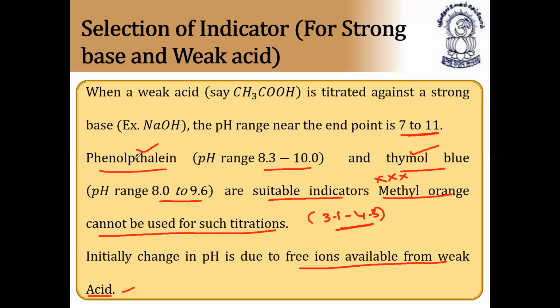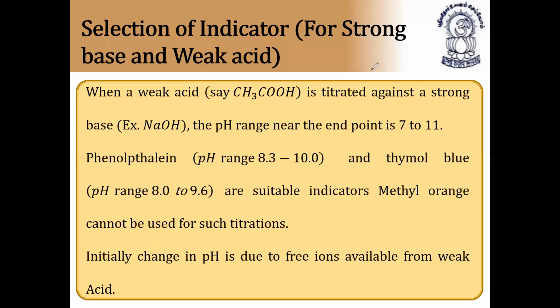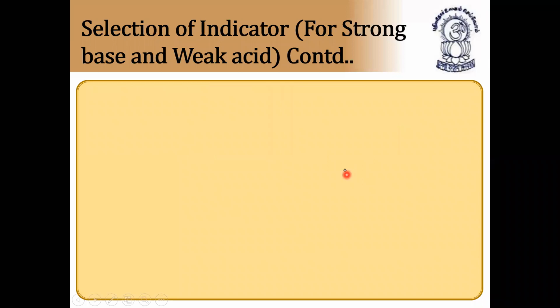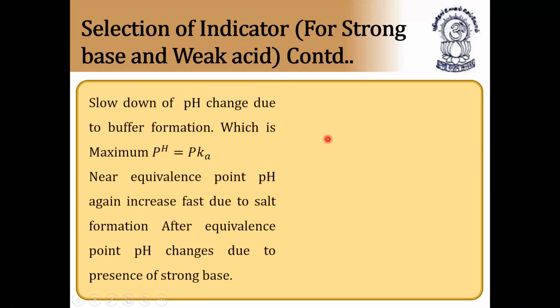And what are the observations we have? We have the observation that phenolphthalein for acidic solution is colorless and for basic solution it is pink in color. So very, very important these indications and titrations. Please note it down. Next, selection of indicator for strong base and weak acid.